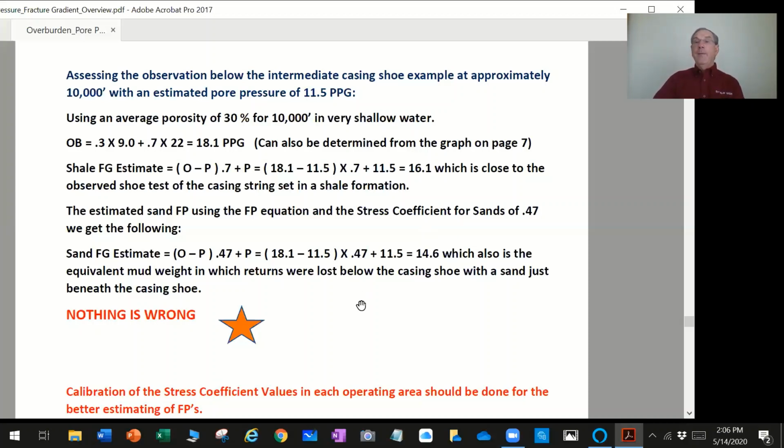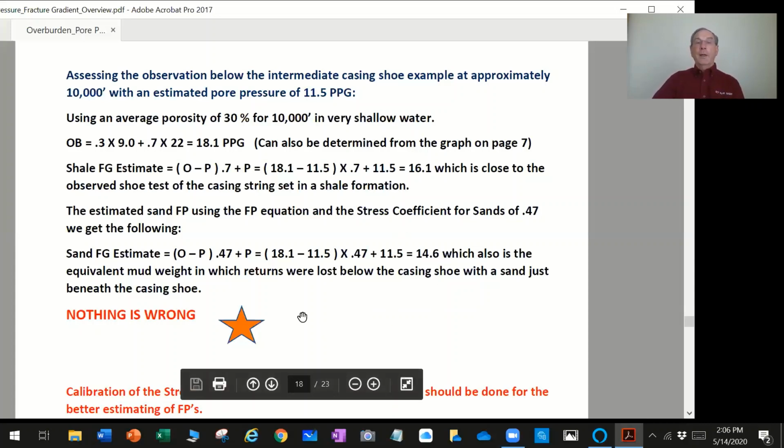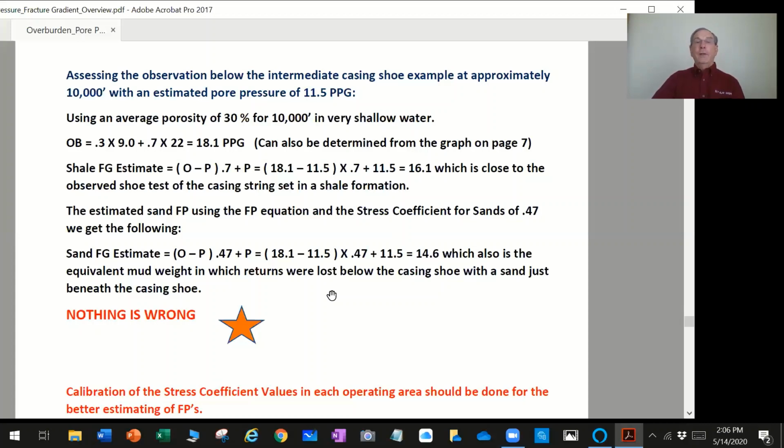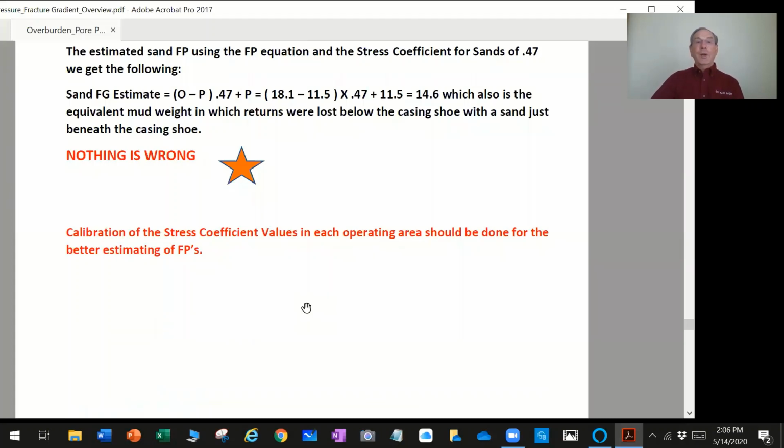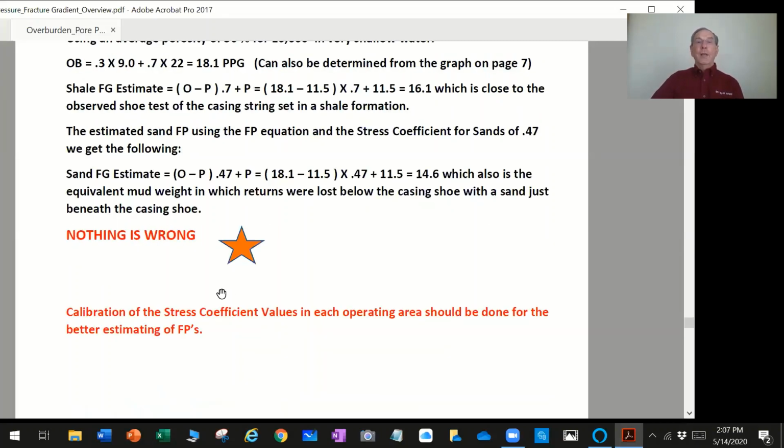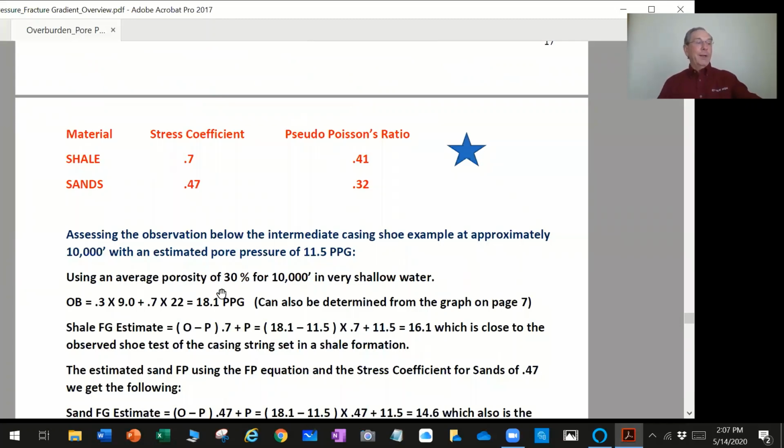Guess what? That's the same value that I ended up with after I lost returns and filled my hole up with seawater. I came up with this kind of fracture pressure. I hope you realize that it's really obvious from this exercise, if you believe this, that basing your well integrity or your well control on a shoe is a very flawed example. So calibration of this stress coefficient value in an operating area should be done for better estimating of fracture pressures.